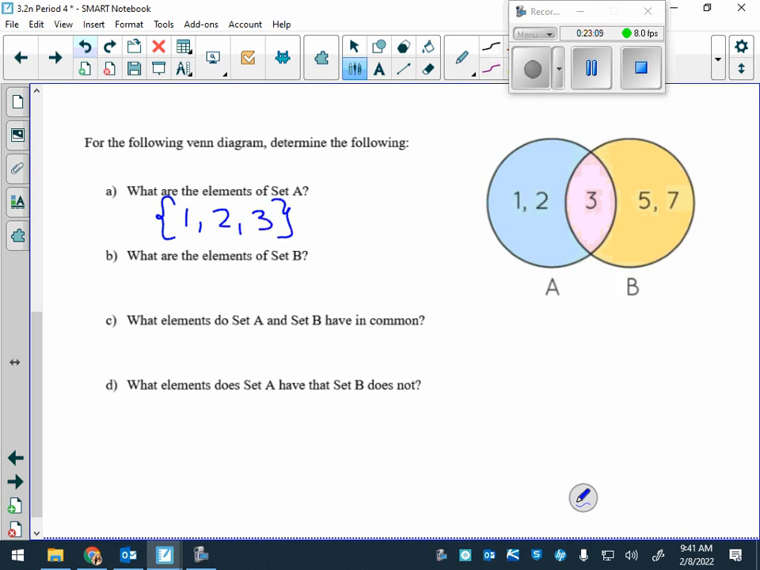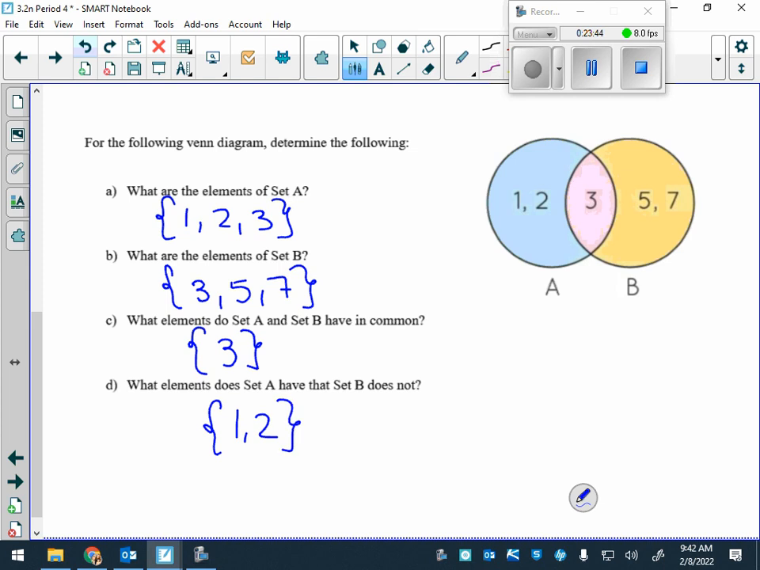Okay, it's all of this circle. What elements are in set B? Go ahead, Riley. Good. Okay, all the elements in B. Okay, what elements do set A and set B have in common? Keelan? 3. Okay, what elements does set A have that set B does not? David? 1 and 2. Good.